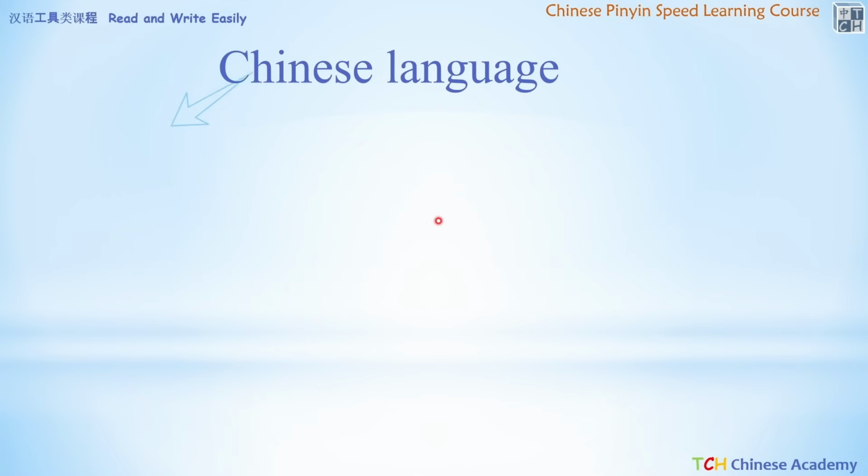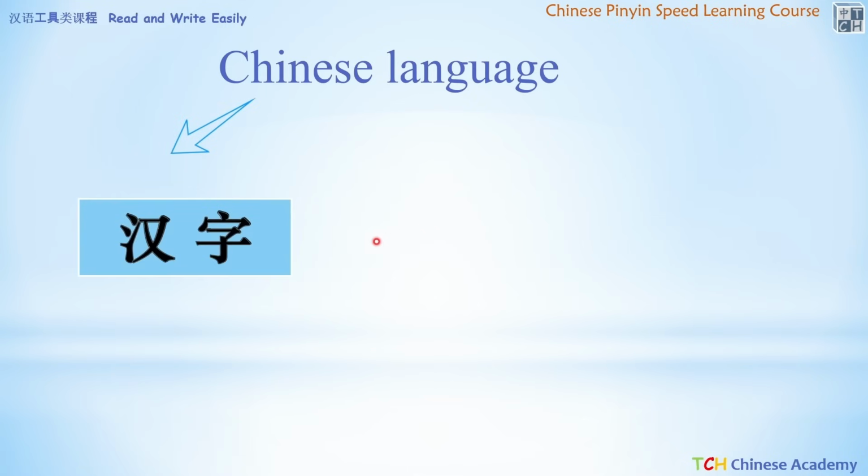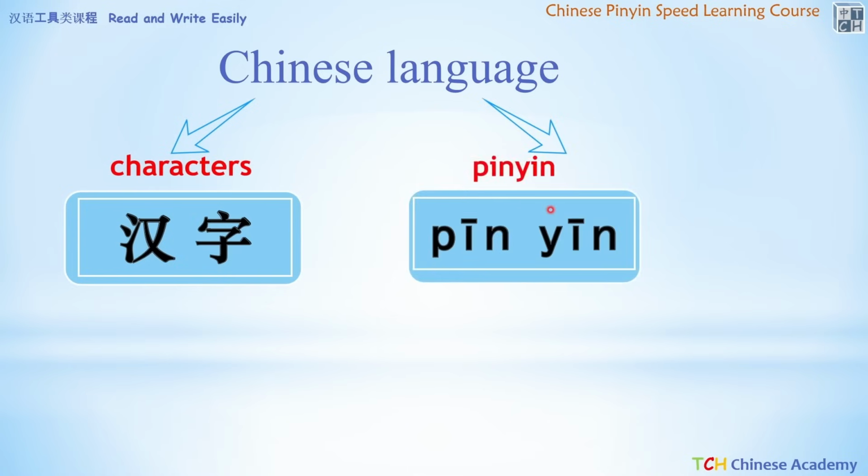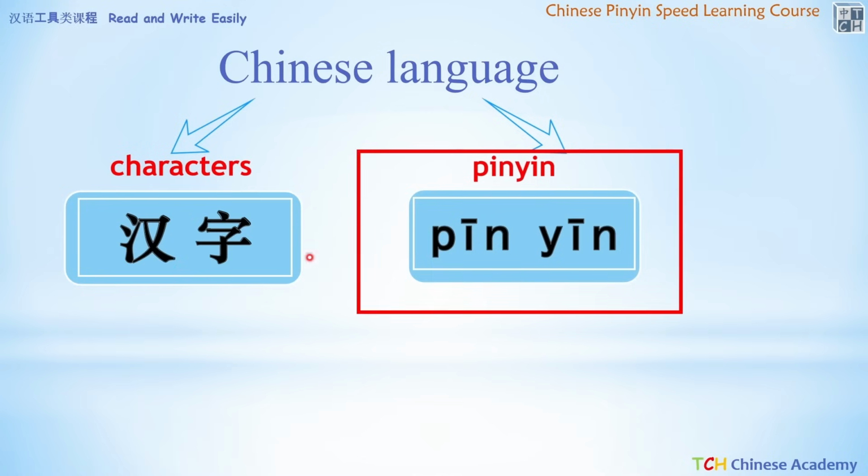Chinese language has two parts. One is the written part, which we called 汉字. That means the Chinese characters. And the other part is the pronunciation, which is called Pinyin. So that is how the Chinese characters are pronounced. And this course is mainly about the Pinyin course. And later on, I'm going to have another course on characters.